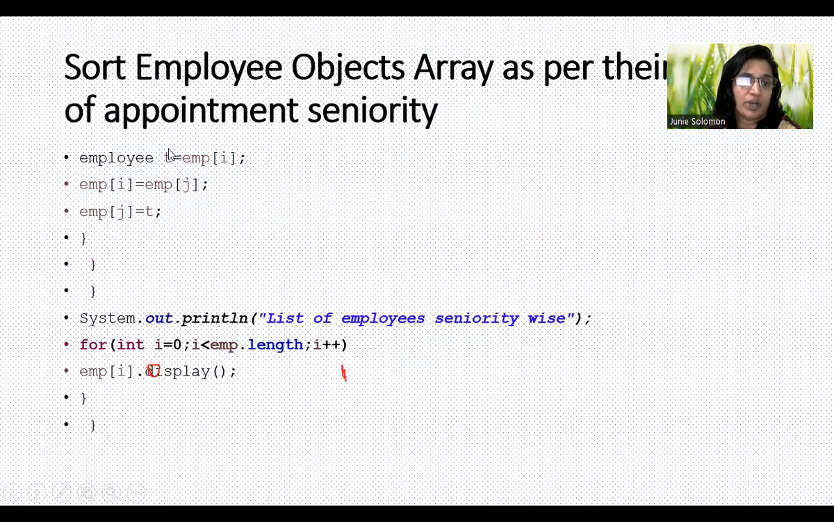You are swapping by creating a temporary variable. The i case will be given to temporary, then the j case will be given to i, and again temporary. So swapping will put you in a sorted order. It will sort everything one by one. After finishing your loop, you again come to the list of employees seniority-wise. It has already been sorted and kept in the array.